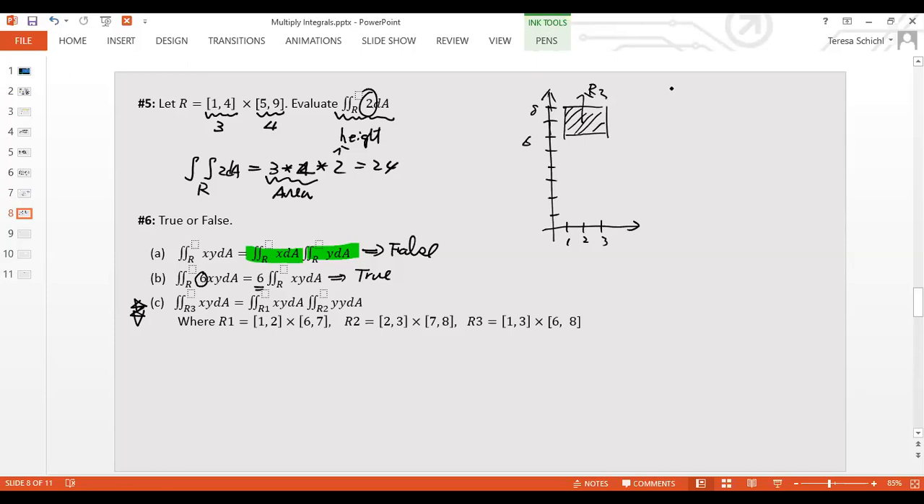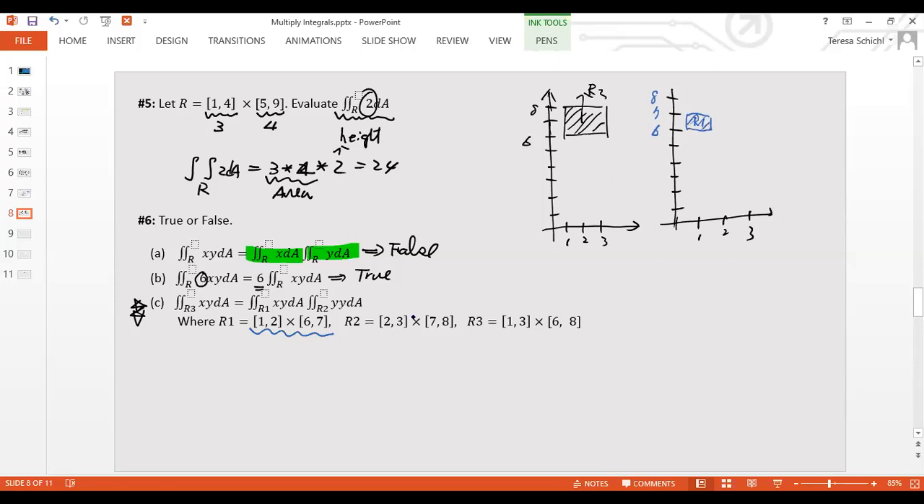Okay. Now I'm doing a side-by-side comparison here. This is 1, 2, 3. This is 1, 2, 3, 4, 5, 6, 7, 8, right? Okay, so now first, I'm taking a look at the R1. R1 is 1 to 2, 6 to 7. So this is 6, 7, 8. 1 to 2, 6 to 7. So this is my R1s, right?